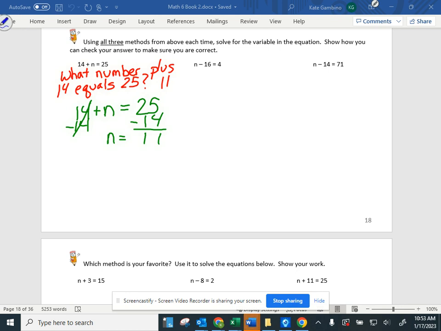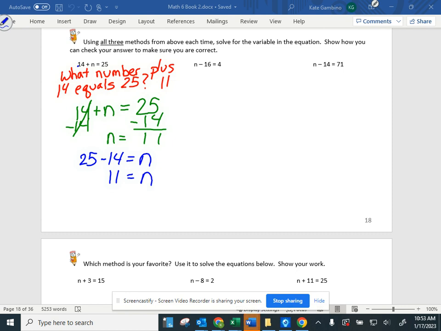Now, my third step was my fact families. So if I have 14 plus n equals 25, how would I write that? Which one of my fact families would help me answer what n is? Jillian? 25 minus 14. Yeah, 25 minus 14 equals n. 25 minus 14 is 11.